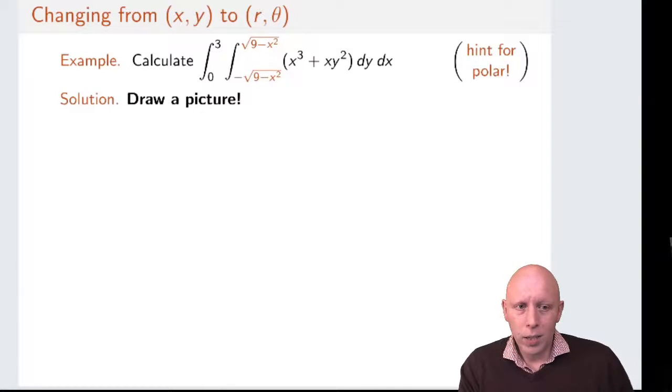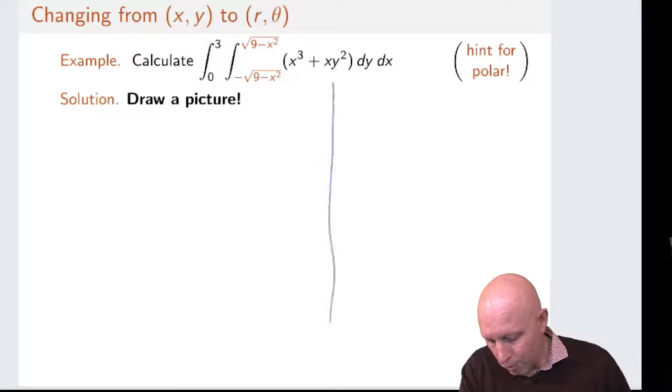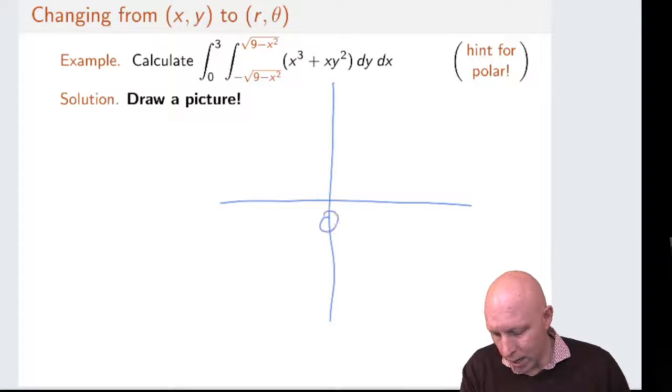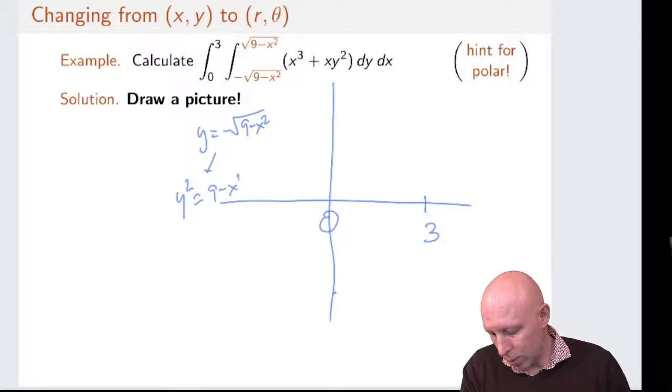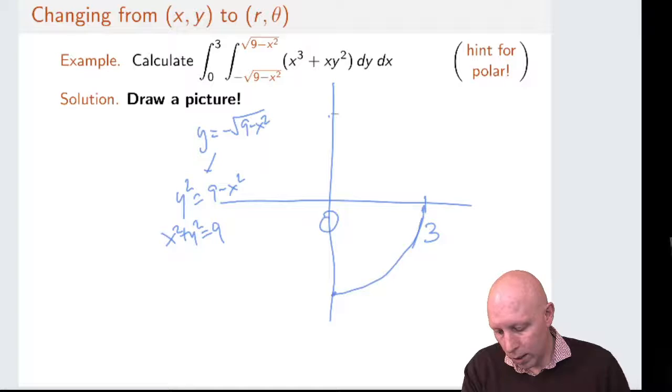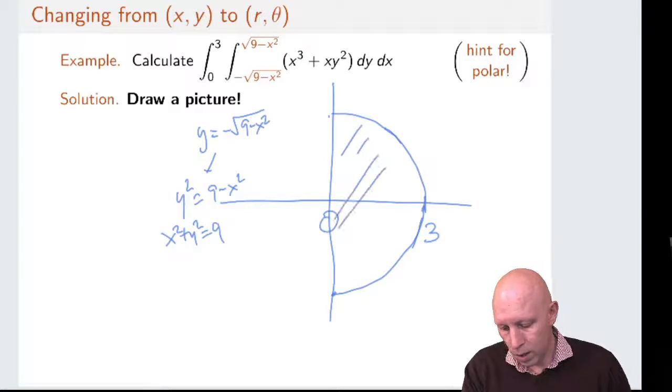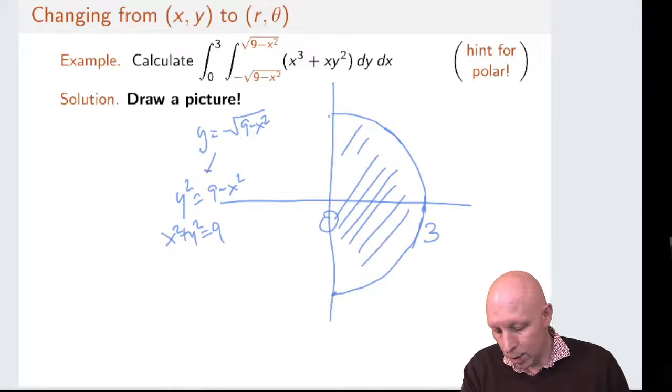So let's draw a picture and see what's happening. What do we have? We have an integral. We have x goes from 0 up to 3, and then if we have y is equal to negative square root of 9 minus x squared, that's the same thing as y squared is equal to 9 minus x squared. X squared plus y squared is equal to 9. So that's telling us we're dealing with the bottom half of a circle and the top half of a circle, and that this is our domain D.